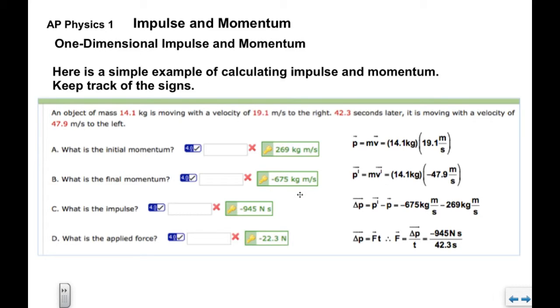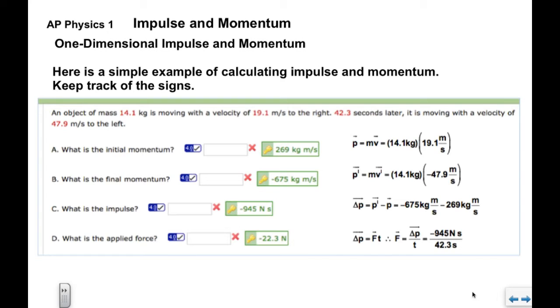The impulse is final momentum minus initial. So again, we've got to be careful that final momentum is negative minus the initial momentum, which is positive. We get a very large negative quantity for the impulse. And finally, what is the applied force? We know force is a vector as well. Delta p equals F times t. Therefore, the force equals delta p divided by time. We have the impulse here, negative 945 newton-seconds, divided by the time interval, and that gives us the applied force.